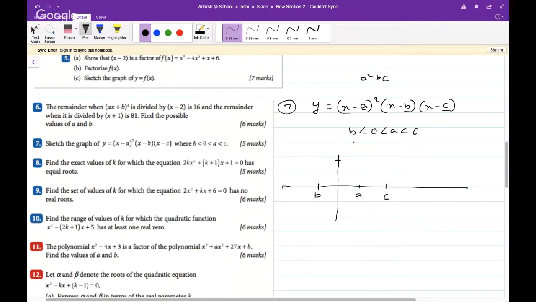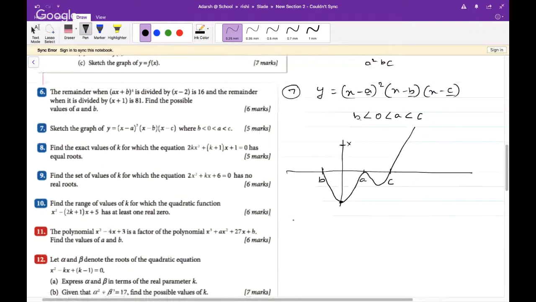Because b is a lesser value, the a square bc will be a negative number, which is here, not up on this, because b is negative value. Okay, so this entire thing is down here. So the curve will pass through this, touch this, and go like this. This is your sketch.